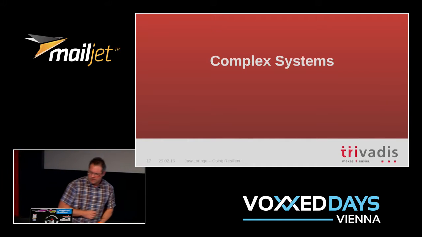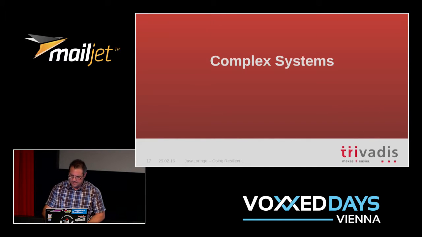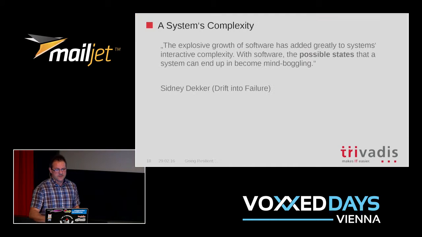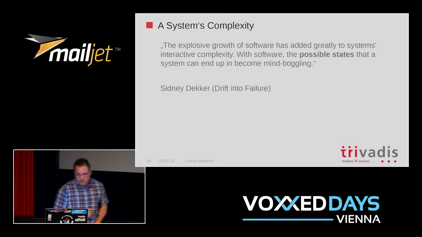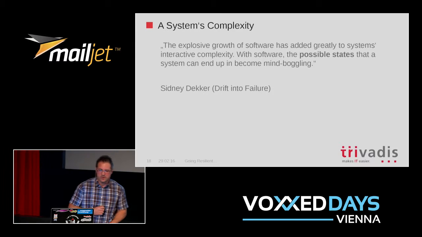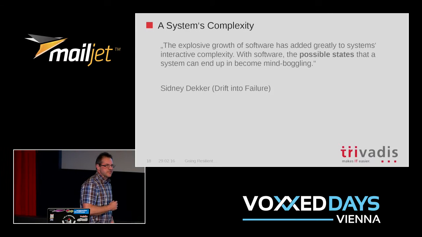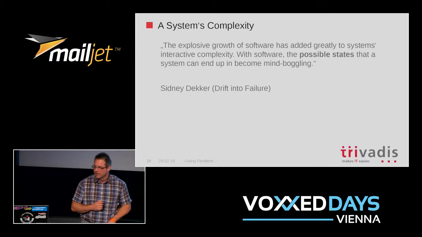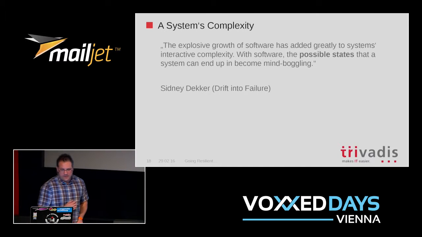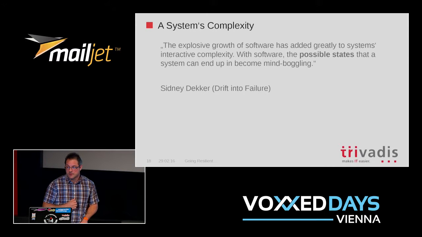Now a few words about what complex systems are, or where the system's complexity comes from. One very important thing in systems is the system state. System state can be scattered and distributed overall.